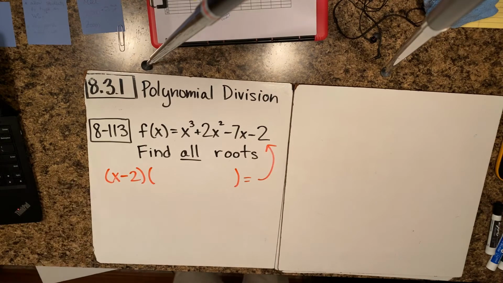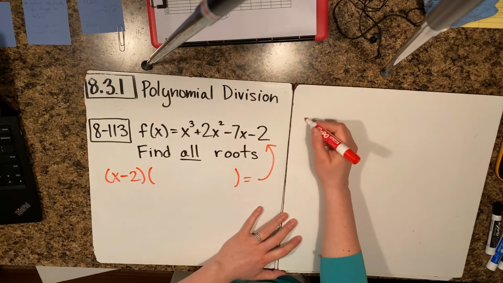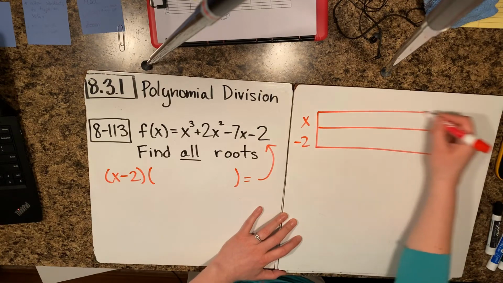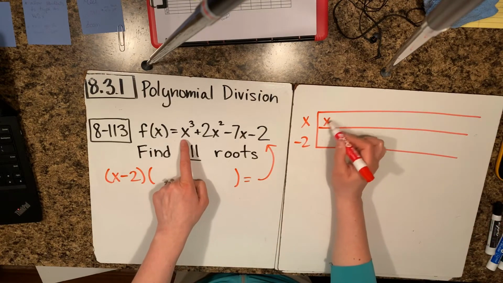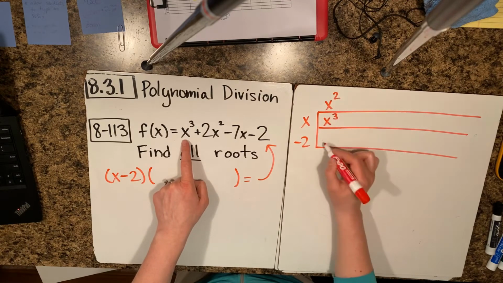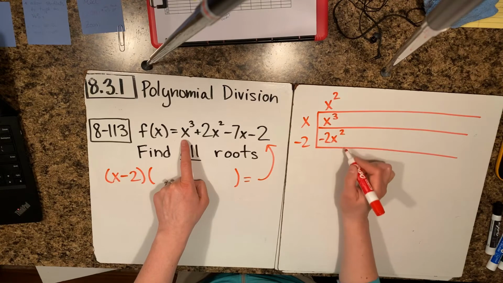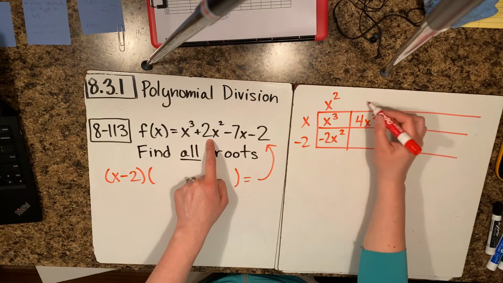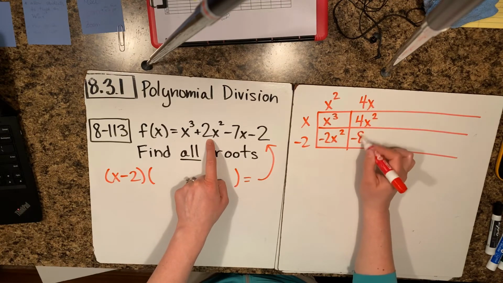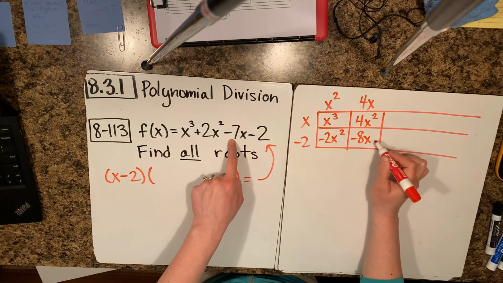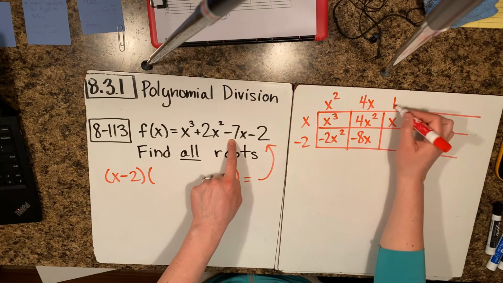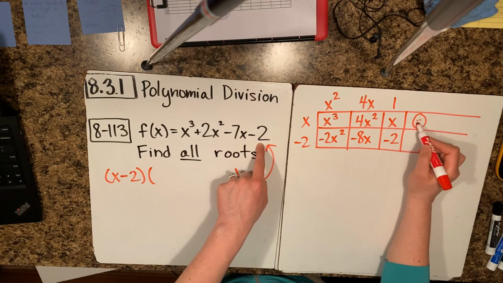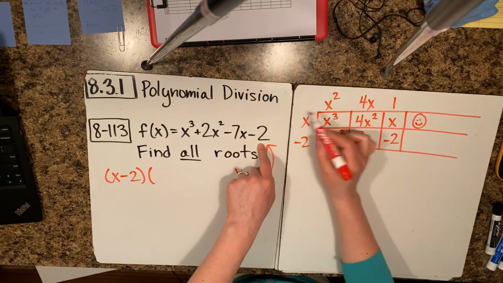Okay, so hopefully that's going to make a little bit more sense to you now. We're going to put our x minus 2 along the side because it's a factor. Okay, I have x cubed, goes on the inside. When I divide, minus 2x squared. I'm supposed to have positive 2x squared. Okay, 4x, negative 8x. I'm supposed to have negative 7x. Okay, these match. There's no remainder, yay. No remainder means it's a factor.